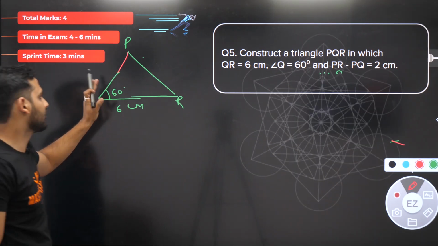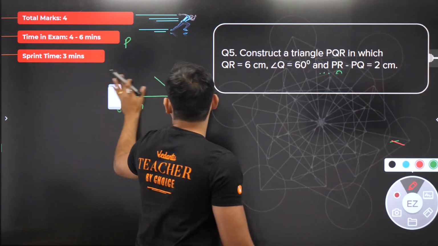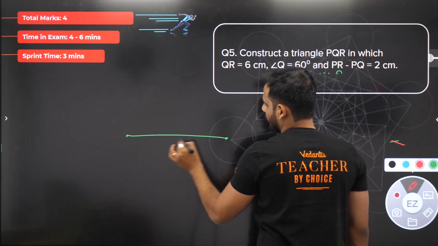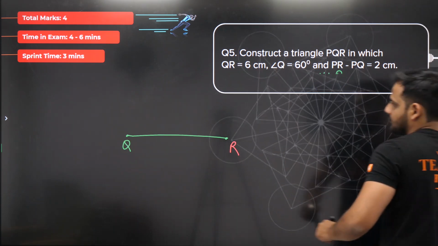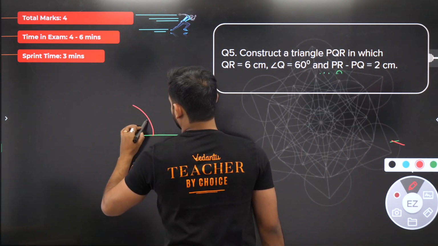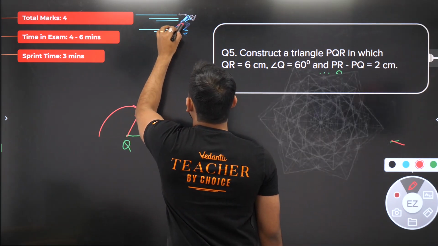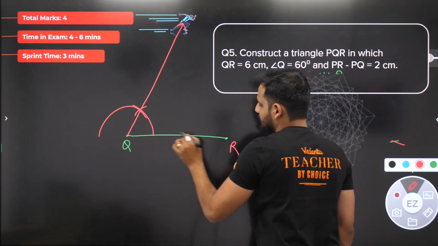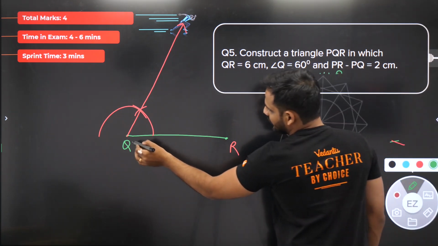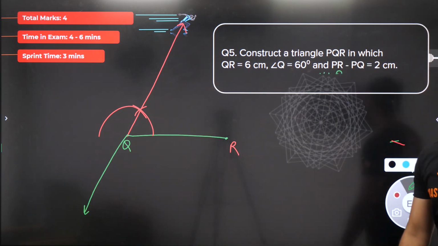So in that case, what will we do? We will extend the side backward. So the same thing we have to do here. We have to extend a line backwards. So I will first draw a line QR. At Q, I will draw an angle of 60 degrees. Now what you need to do is extend this line backward. This straight line you need to carry backward.